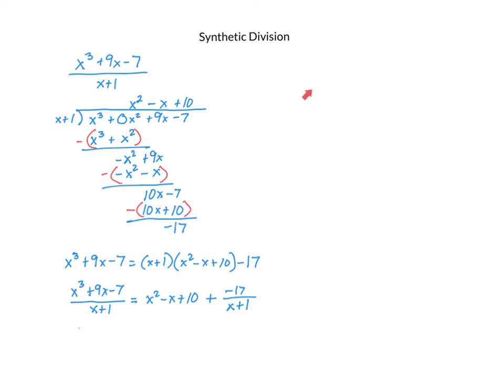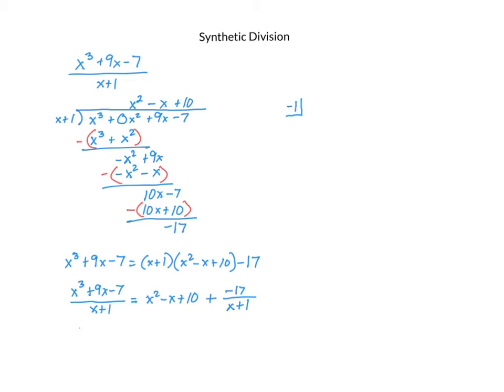So I'm going to start by drawing a box right here. And in this box, I'm going to put the number that makes the denominator 0. So notice here, I'm looking at the divisor. The number that would make this 0 is -1. So -1 goes right here.